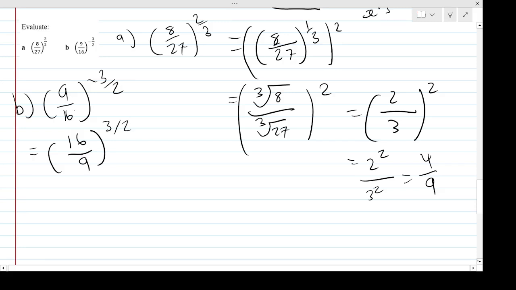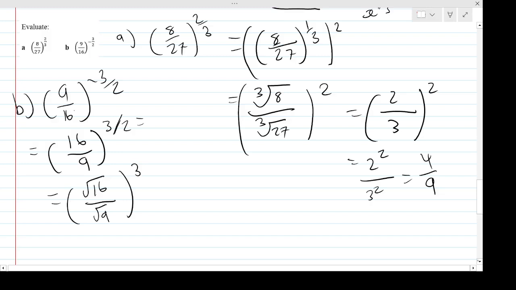And now it's the exact same process as part A. So again, I'm going to account for the fractional part. So the half bit first. So a half is the roots, just square rooting. So root 16 over root 9. And then that's going to be raised to the power of 3, okay? Because the top number is 3, and then it's 3 over 2.